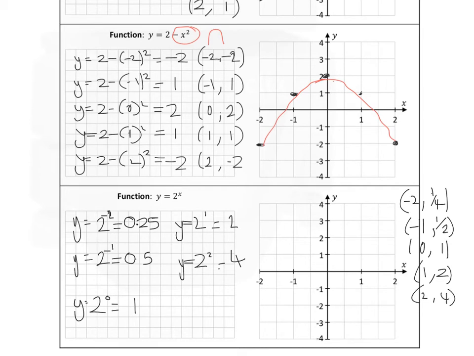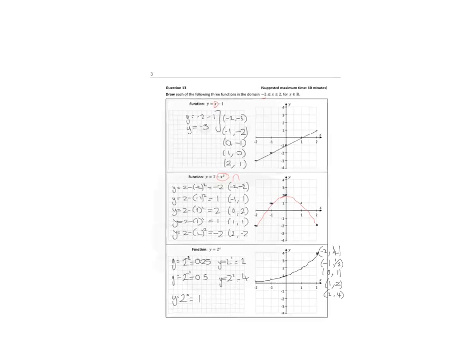Okay, so we draw that out. -2, 1/4 is going to be about there. -1, 1/2 here. 0, 1 there. 1, 2. And 2, 4. Okay, so you can see that it starts off slow and then it increases rapidly there for your exponential graph.